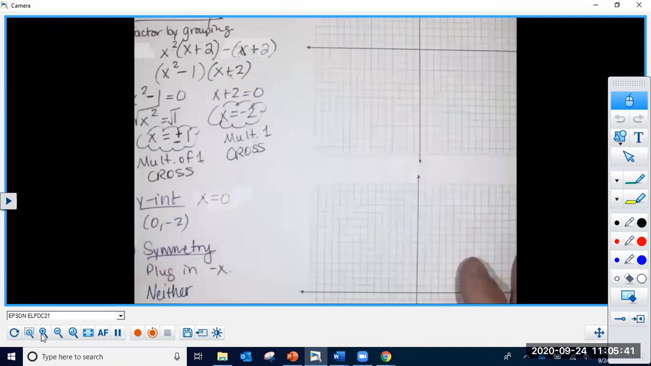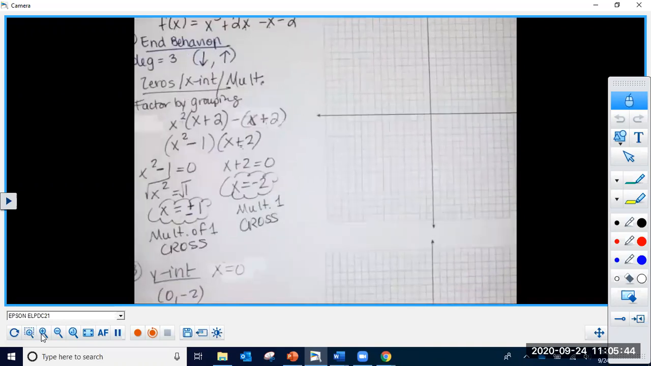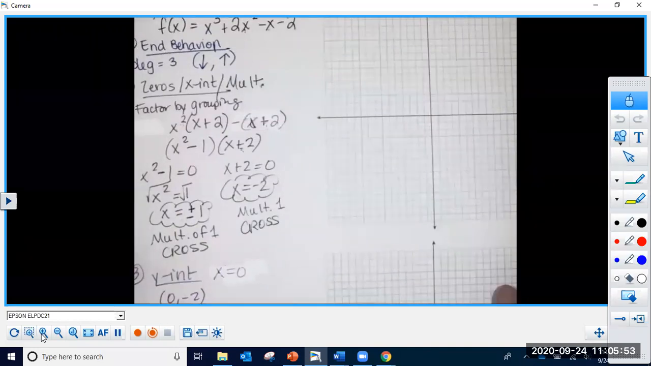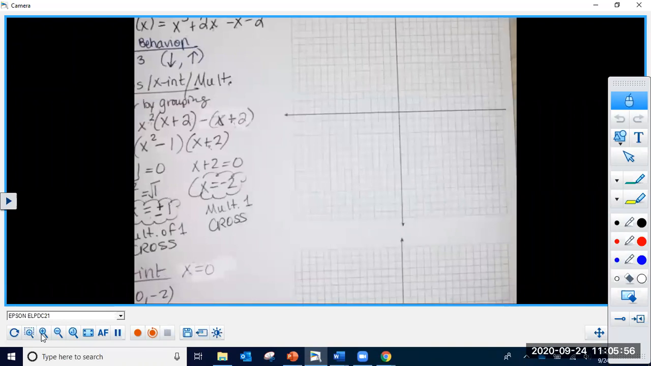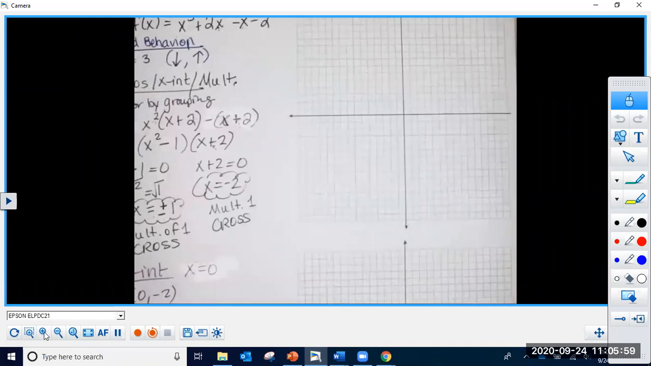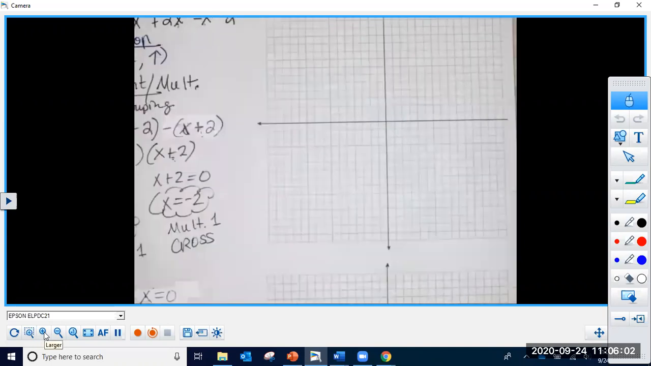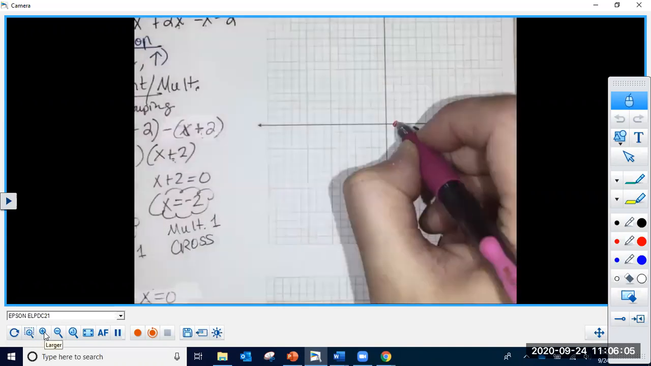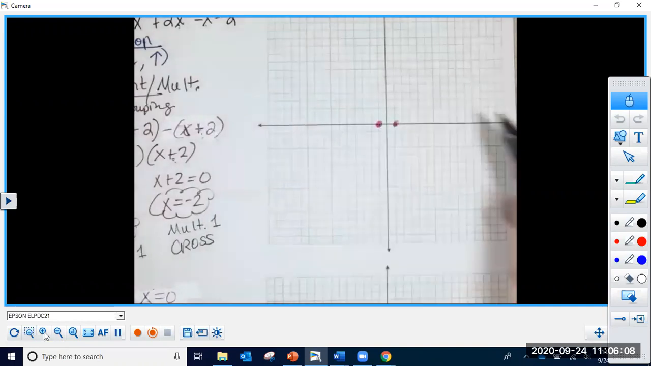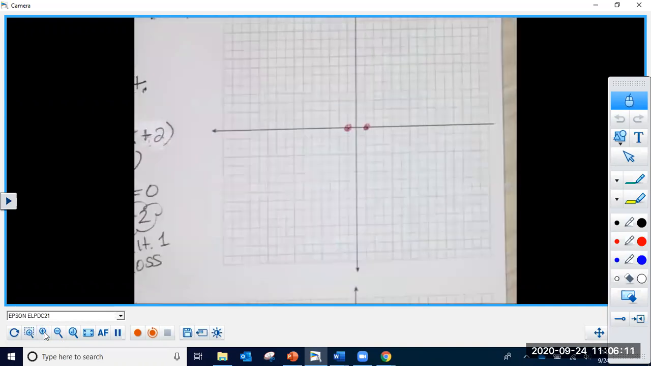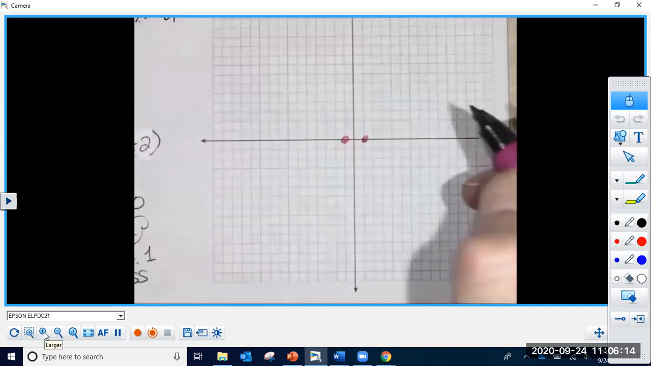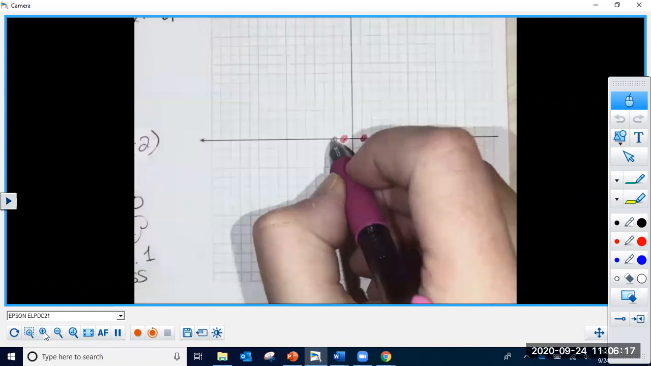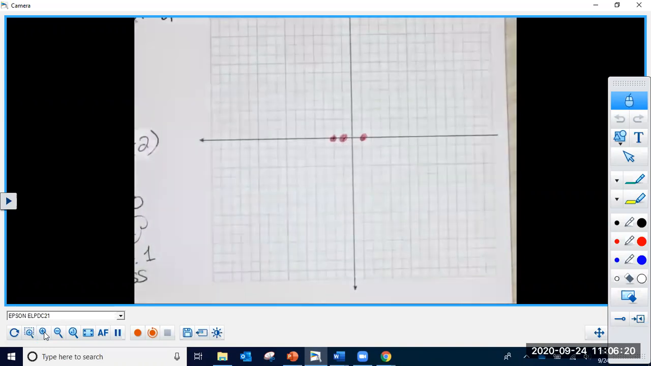Okay, finally. Let's go back and sketch it using everything that we found. We know it should go down on the left, up on the right. The first thing we want to do in step 2 is plot all of your x-intercepts that you found, and then we're also going to plot our y-intercept. The x-intercepts we found were +1, -1, and -2. And then your y-intercept was -2.